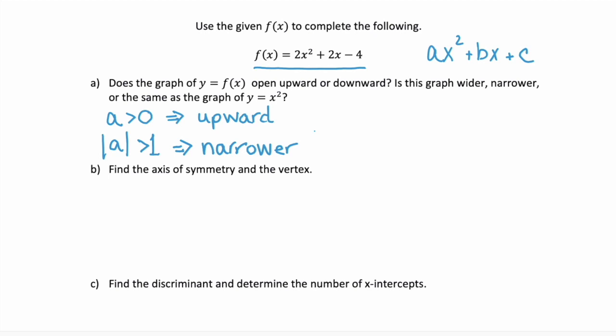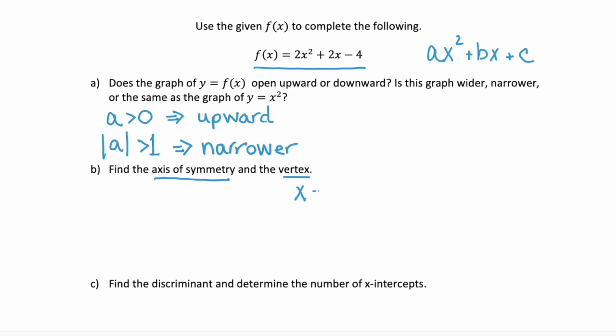Now part B. Part B wants us to find the axis of symmetry and the vertex. Well, the axis of symmetry is the equation of a vertical line that goes through the vertex. So let's start by finding the vertex.